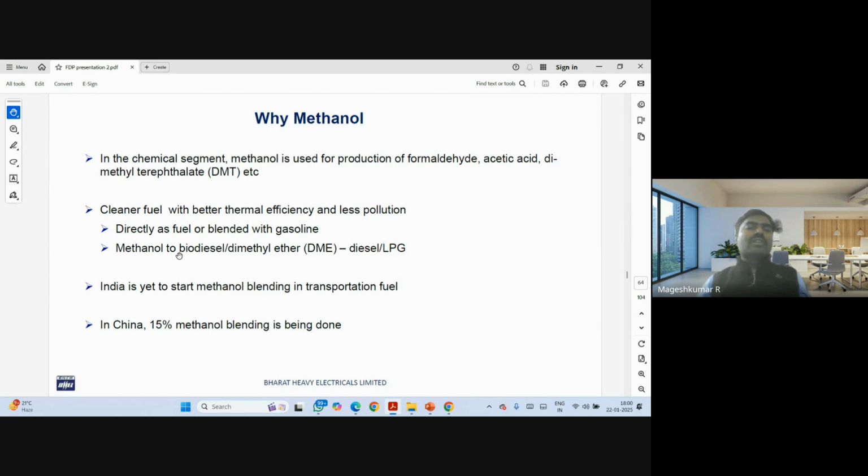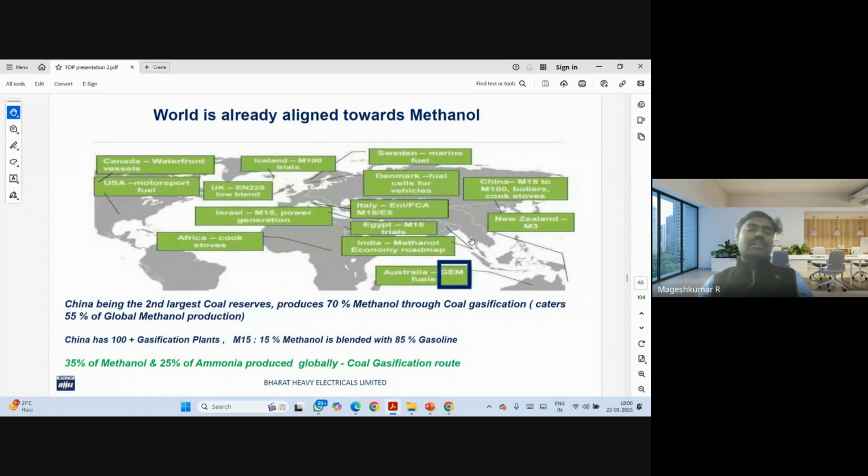So why methanol? Why does methanol need to be gasified? Many products are there. Why methanol? Presently 15% methanol blending is being done in China. Say if you are blending 15% in our fuel, we can reduce our import by 15%. That is the key. China has the second largest coal reserve. 70% of methanol through gasification is produced by them. The rest they are procuring from outside.